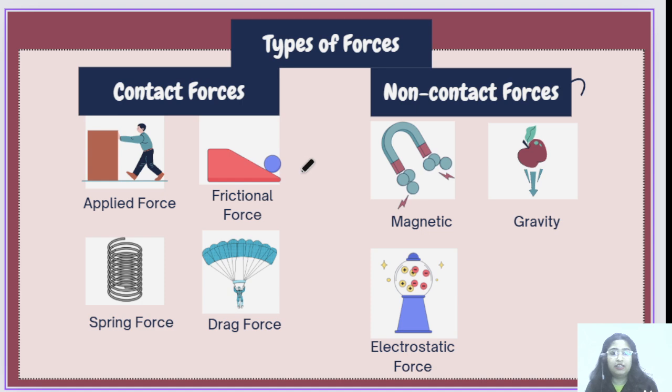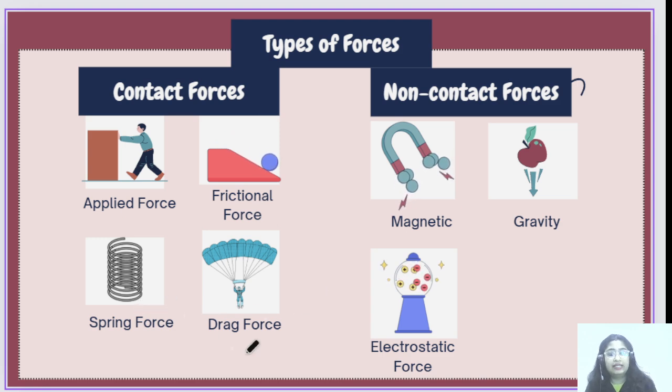Next type is the frictional force. Frictional force is basically the force applied by a surface, and it is always in the opposite direction. That is the frictional force. We will be discussing this in detail also. Next is the spring force.